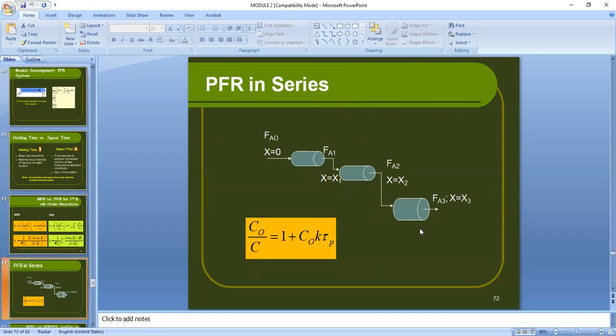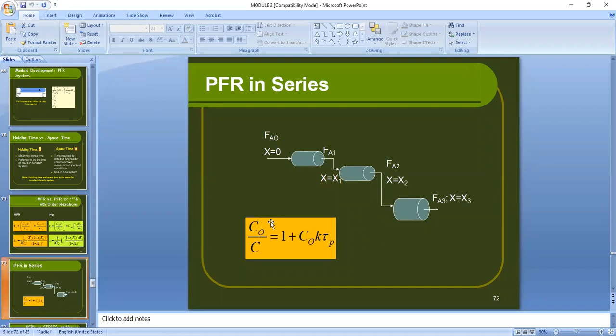If you recall, the degree of conversion for any PFRs in series, whether the same size or not, could be determined by summing up all the volumes of these PFRs and considering only one PFR in lieu of several PFRs in the series. So here you have a formula that accounts for the total residence time, or shall we say space time, of your process liquid, whatever it is, in all your reactors. So that's your tau p.